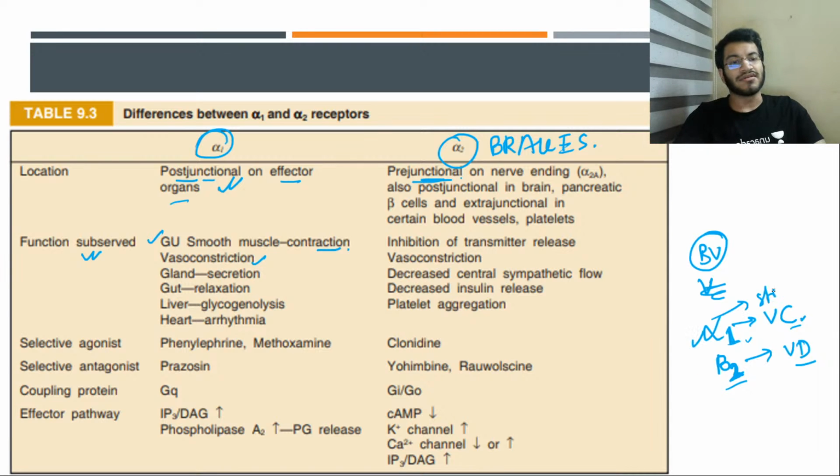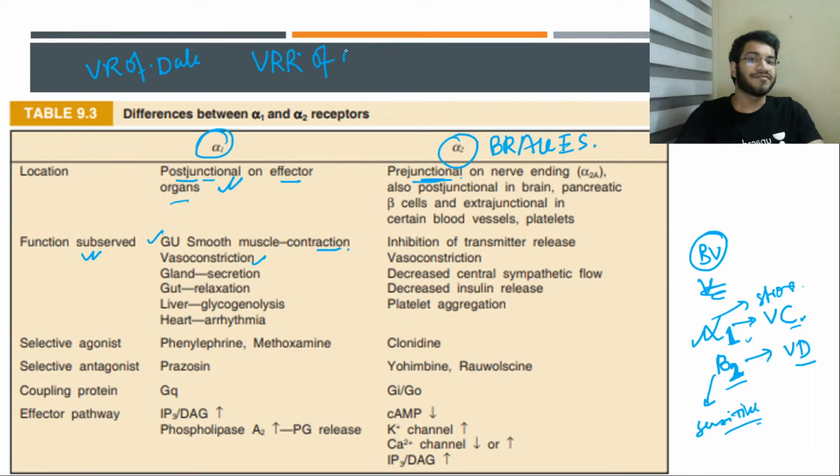Alpha 1 are stronger. Beta 2 are sensitive. Alpha 1 is strong, beta 2 is sensitive. I will explain both of these further when we study vasomotor reversal of Dale, right? Then alpha 1 increases the secretions, it relaxes the gut, it causes glycogenolysis in the liver as well, and on the heart it can cause arrhythmia.